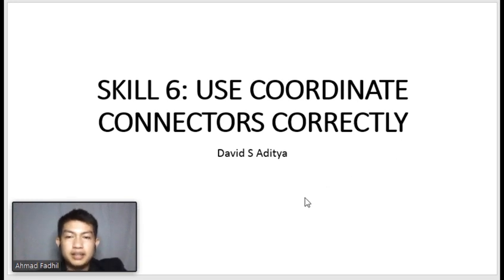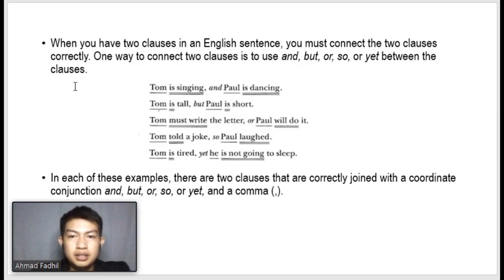And now I will explain a little bit about Skill 6, that is how to use coordinate connectors correctly. When you have two clauses in an English sentence, you must connect the two clauses correctly. One way to connect the two clauses is to use a connector. There is and, but, or, so, or yet between the clauses.